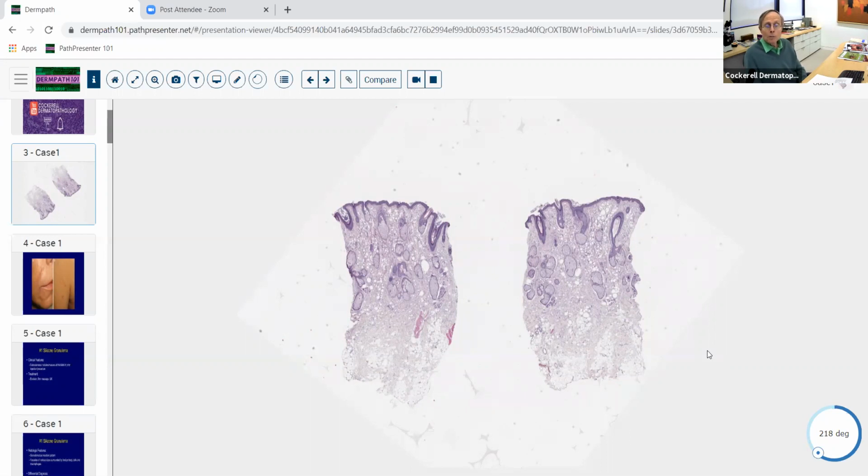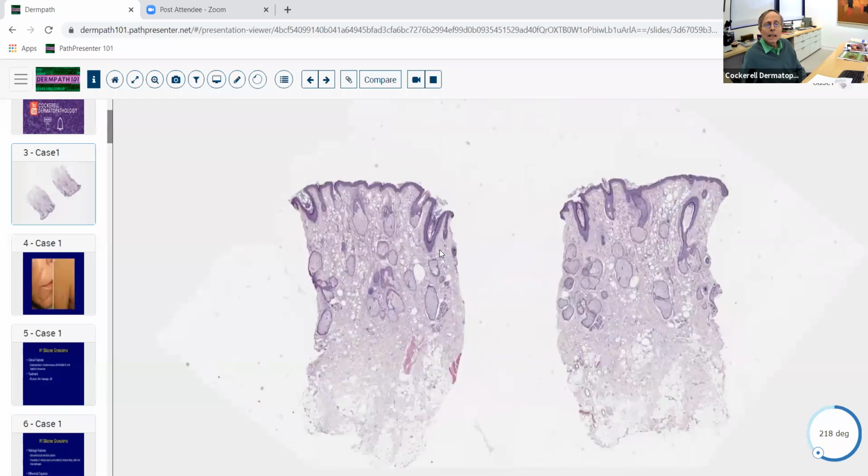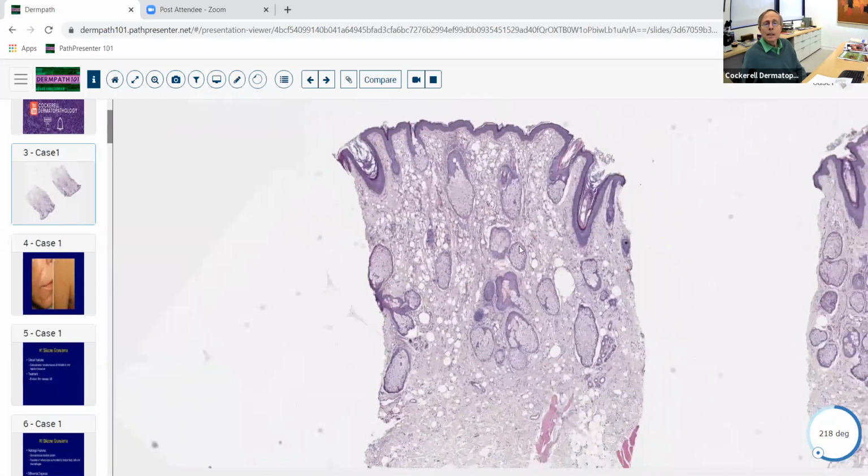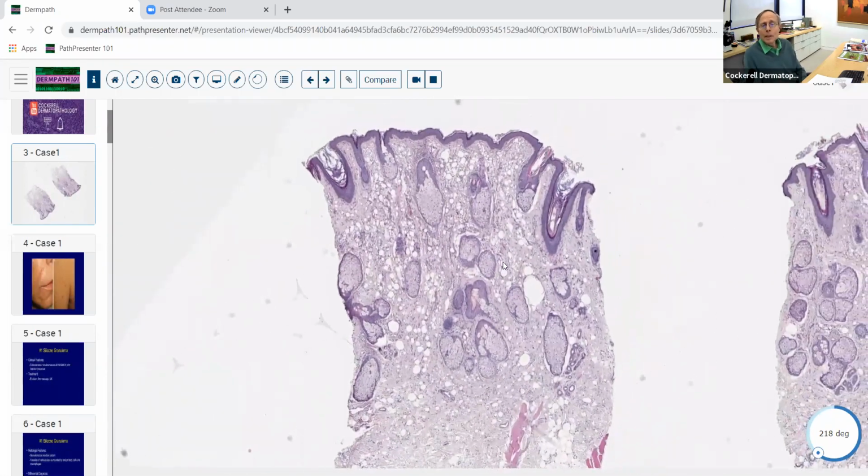So let's start off. We've got a punch biopsy. You can see it's been bisected here. And at low magnification, ask yourself whether it's inflammatory or neoplastic. We don't see any neoplastic cells in here at all. We do see a lot of cells that are kind of clear here.